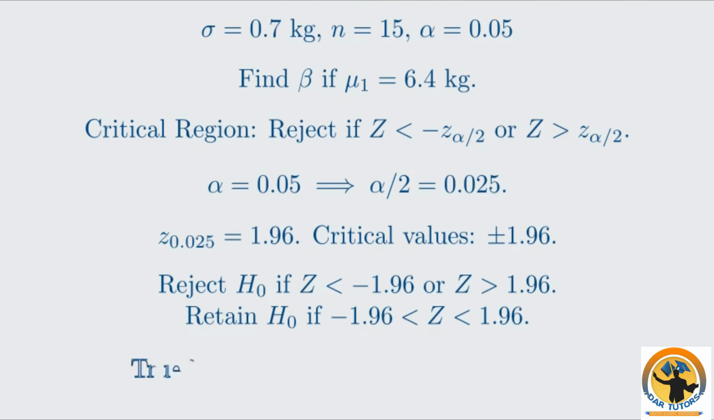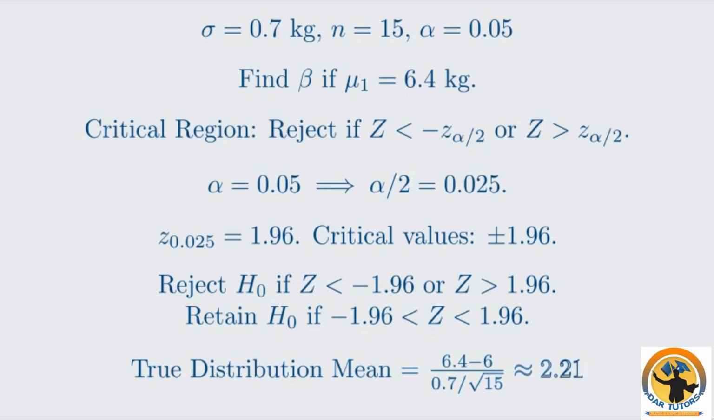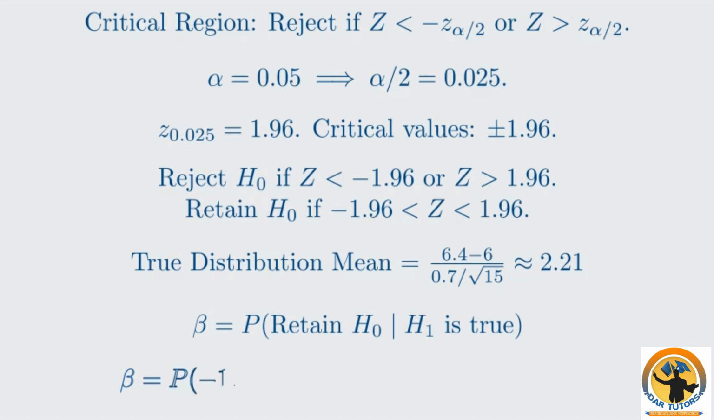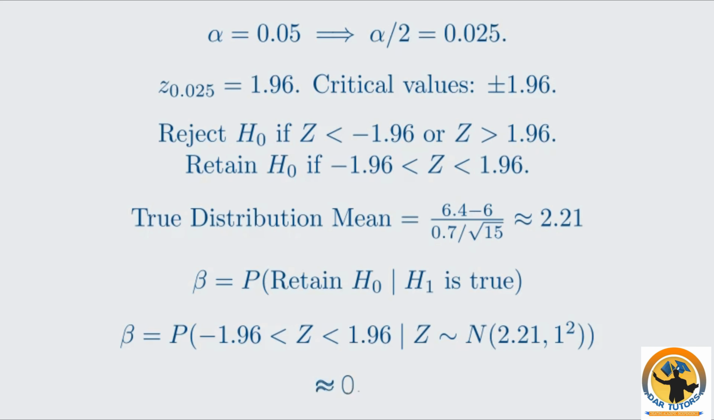Next, the true distribution. The mean of our true z distribution, with mu1 equal to 6.4, is 6.4 minus 6 divided by 0.7 over the square root of 15, which is approximately 2.21. Now beta is the probability of retaining H0, given the true distribution. This means we want the probability that z is between negative 1.96 and 1.96, where z follows a normal distribution centered at 2.21. Using a calculator, this probability is approximately 0.283.